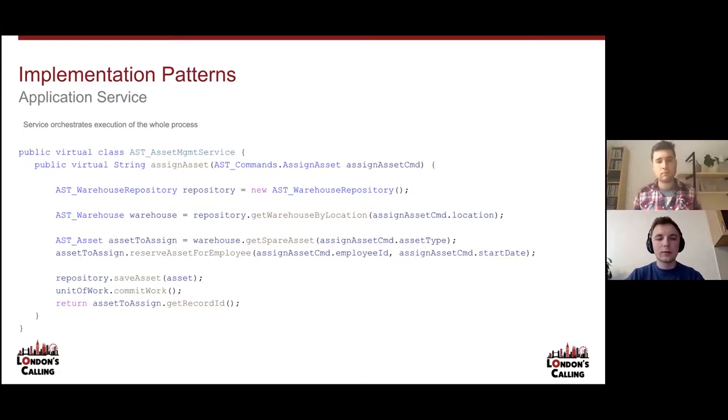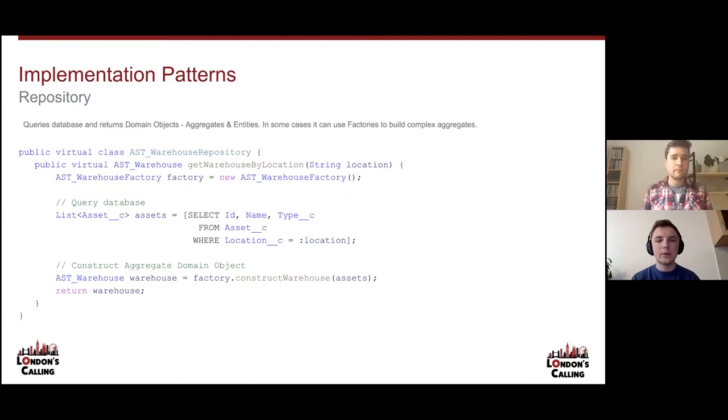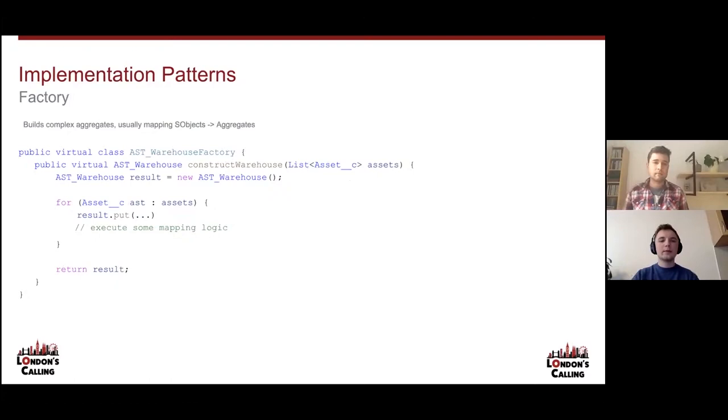And this is how the repository looks. Based on the location, the repository makes a database call to retrieve some asset objects. Then, based on the list of the assets assigned to a given location, the repository will use a factory to construct a warehouse aggregate. And then we have our warehouse aggregate, which was created by the factory. We are still in the infrastructure layer, and we are creating the warehouse aggregate in our factory. So based on the list of the assets, we are building our aggregate.